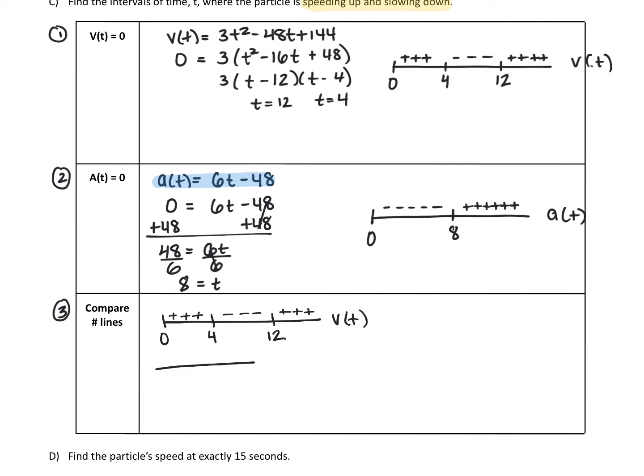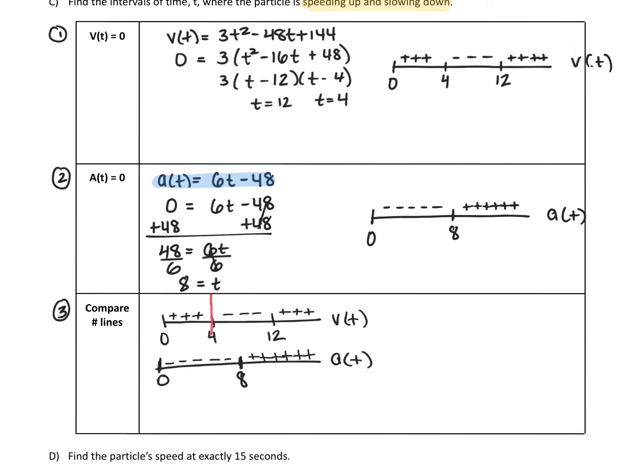And then beneath it, we're going to put my a of t number line. And the most important part here is that we keep them lined up. So where this 8 is needs to go in correspondence to where these numbers are. So the 8 should go in the middle of them, not necessarily anywhere else. And we're going to copy down our minuses and our pluses. So remember, we speed up when the signs are the same, and we slow down when the signs are opposite.